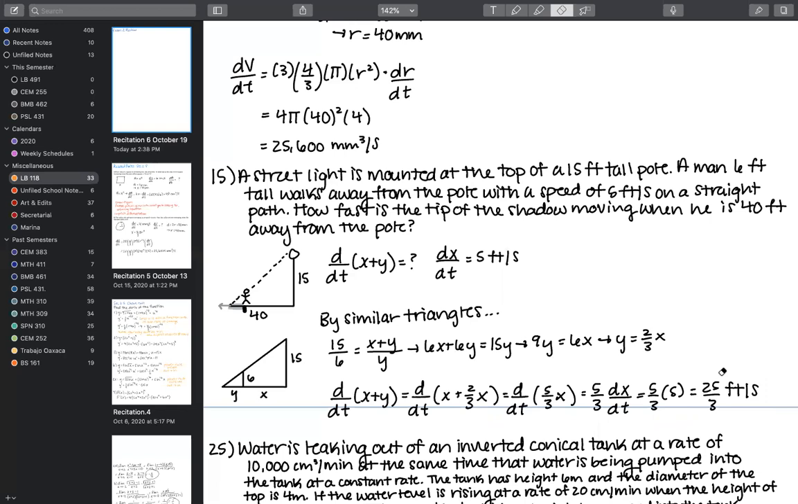Wait, so I thought, wouldn't 40 be X? dx dt is what we're plugging in. Oh, okay. But yes. So did we even need the 40 for anything? Was it kind of just there to confuse us then?